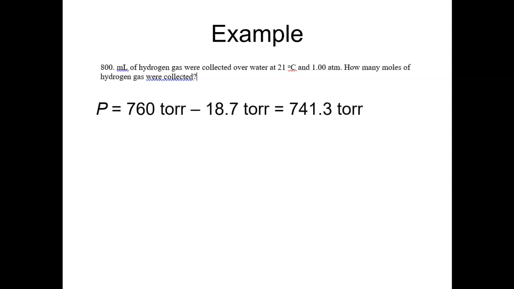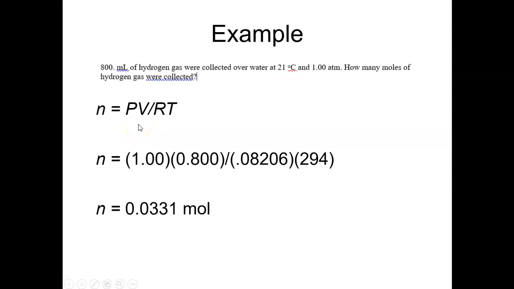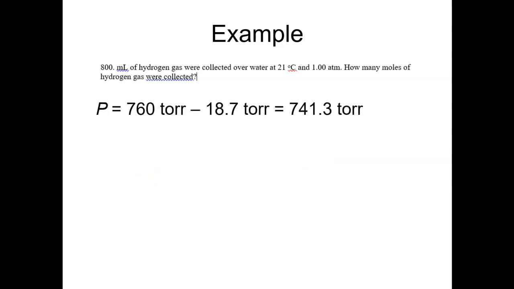The first thing I need to do is look in the back of the book at Appendix B and find out what the vapor pressure of water is at 21 degrees Celsius. And it tells me that it is 18.7 torr. Okay, so now I have to do a little pressure correction. It's not going to be 1 atmosphere of hydrogen. It's going to be less because of the vapor pressure of water. And so I've got to do that correction.